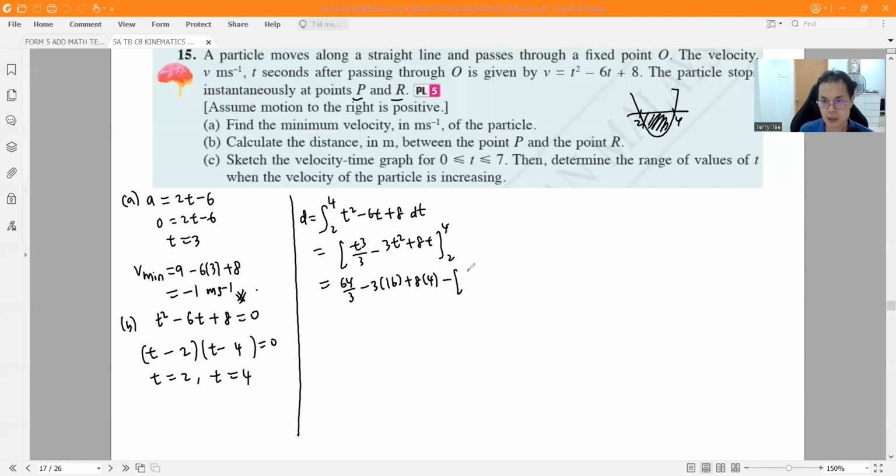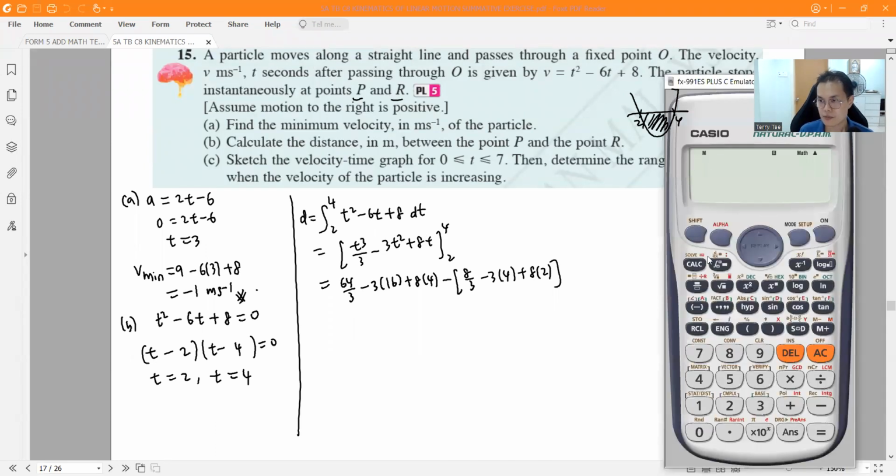Minus, put 2 inside. 2 to the power 3 is 8. Put 2 inside. 2 squared is 4. 8 times 2. Okay, now you can use your calculator. This is the best part of the calculator. You integrate. Copy your x squared, then minus 6x plus 8. Lower limit is 2, upper limit is 4. Oh, you got negative 4/3.